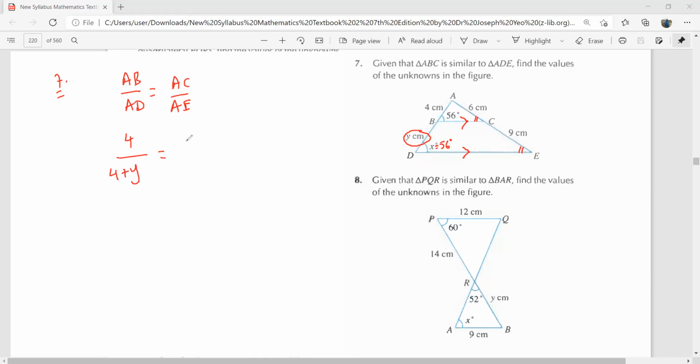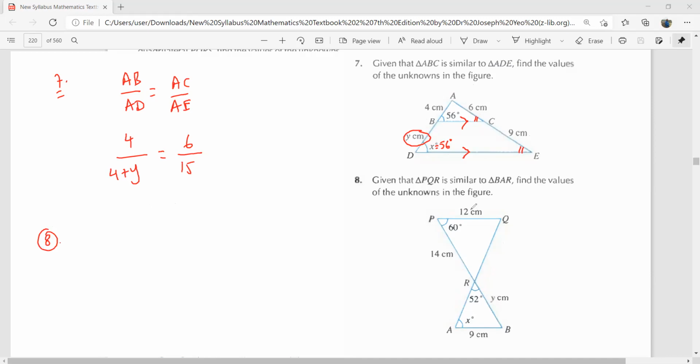That is equal to 6 over 15. This AC is 6 and this AE is 15. So this is how you will be finding this y from here. I believe you can simplify this. Look at this 8th question here.